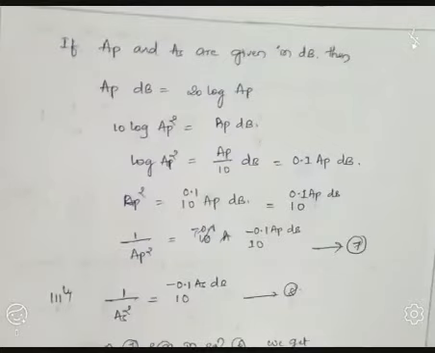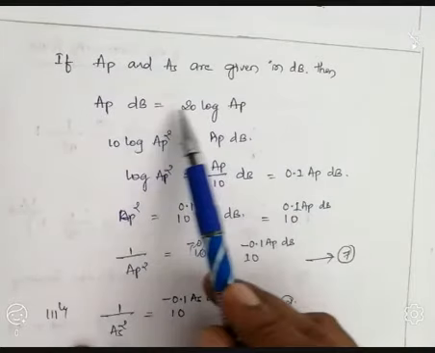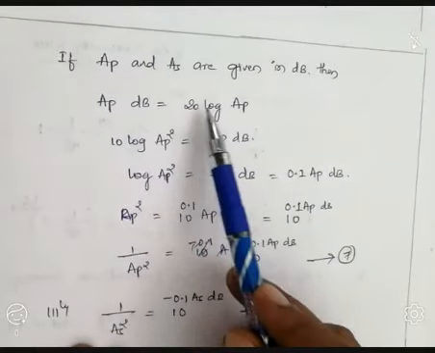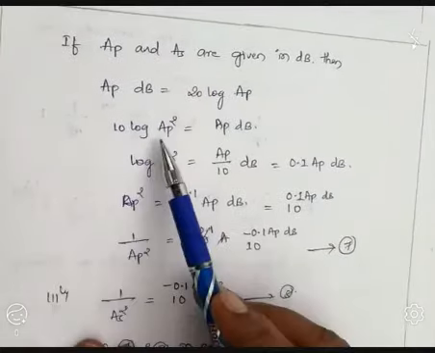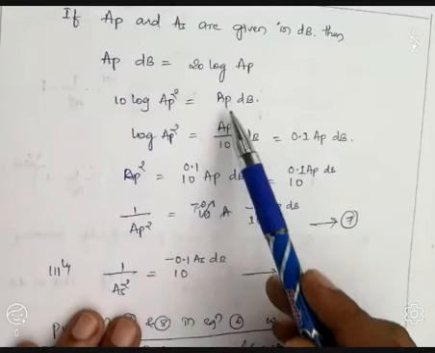If AP and AS, the passband attenuation and stopband attenuation, are given in terms of decibels, then how to express AP in dB? That is nothing but 20 log of AP. For simplification, 20 log AP we can write as 10 log of AP square. Then as per the logarithm concepts, 10 log of AP square is equal to AP in dB. Next, I will take 10 towards the RHS side. So log of AP square equal to AP in dB divided by 10.